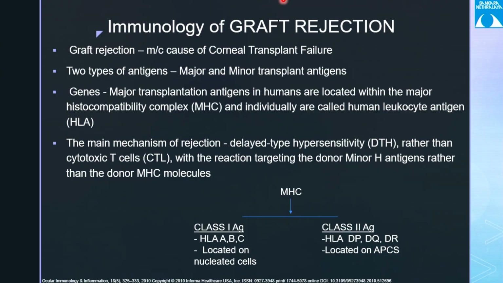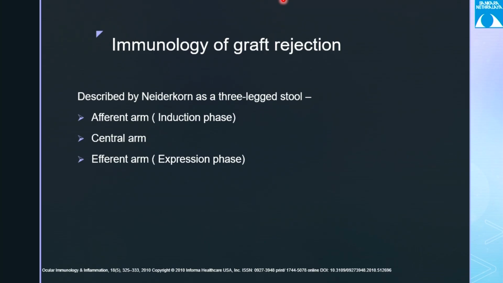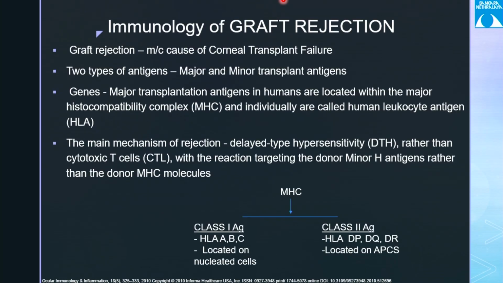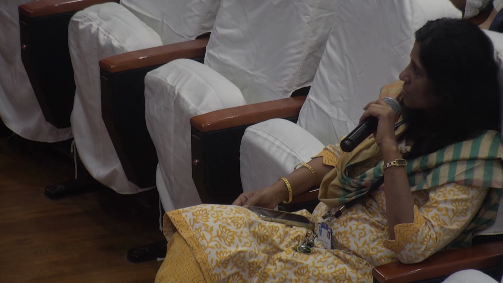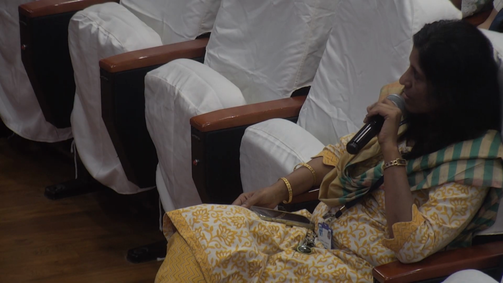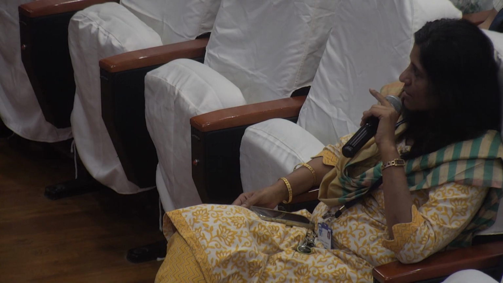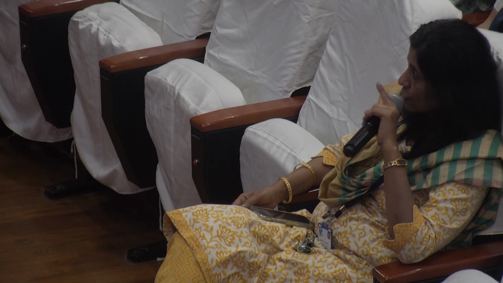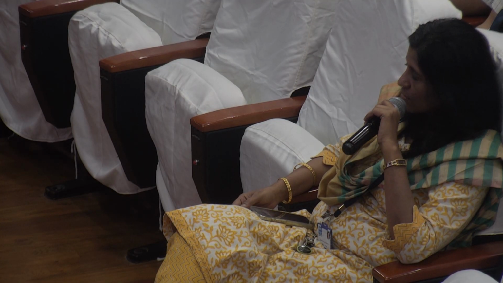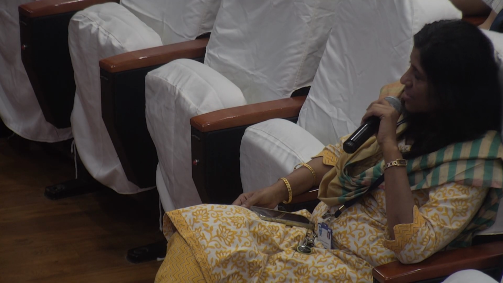So MHC is divided into two categories, class 1 and class 2. Does class 1 MHC, is it there on endothelium? Ma'am, no. So MHC 1 is a small one, MHC 2 is a larger one. Yes, ma'am. So the central cornea lacks MHC 2, but it has MHC 1, and it is there up to the stroma. So that is why you can still have rejection in DSEK.